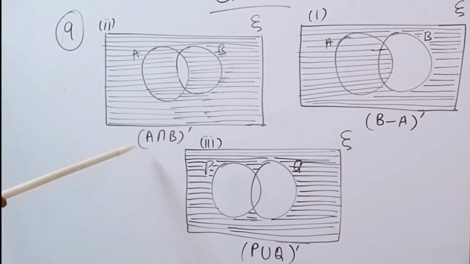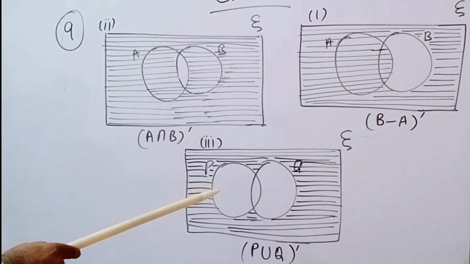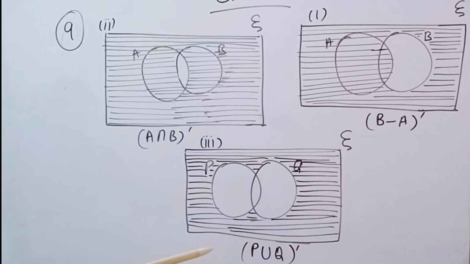Now we have to find A intersection B complement. The blank part is A intersection B, and the rest part will be A intersection B complement. So the shaded part, the lined part, is A intersection B complement. Now we have to find P union Q complement. P union Q is what? All the elements of P, all the elements of Q, that is the blank part, and the shaded part is the complement of P union Q. So in that manner you will draw the Venn diagrams of the other questions.